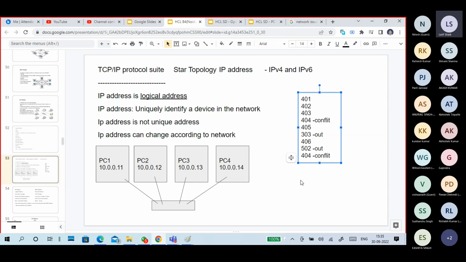So when two devices in the same logical network, in the same physical network, have the same IP address, it generates a conflict. Okay, very good.